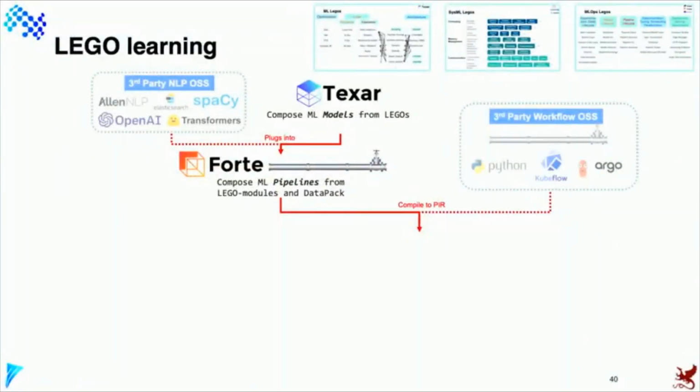Then you assemble multiple models, because that's what a typical real solution needs, so they need to be pipelined. Then our other tool, which I haven't had a chance to mention, Forte, is a tool for you to code-free assemble many of these different components by utilizing a universal and standardized interface between different components.